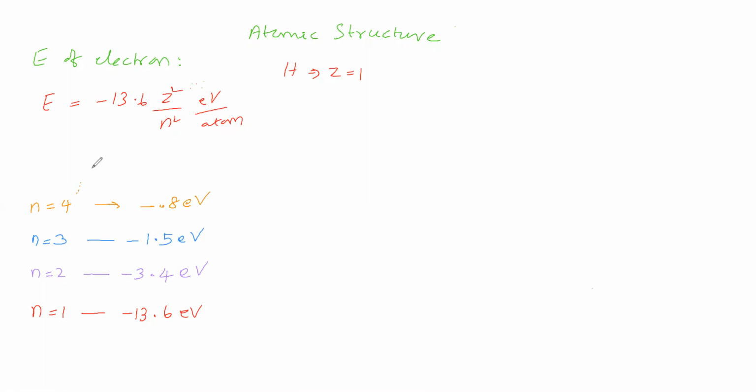Like this, if we go on substituting, at last we will get N is equal to infinity. For this, energy of electron is how much? It means 0, 0 electron volt. So we got like this.